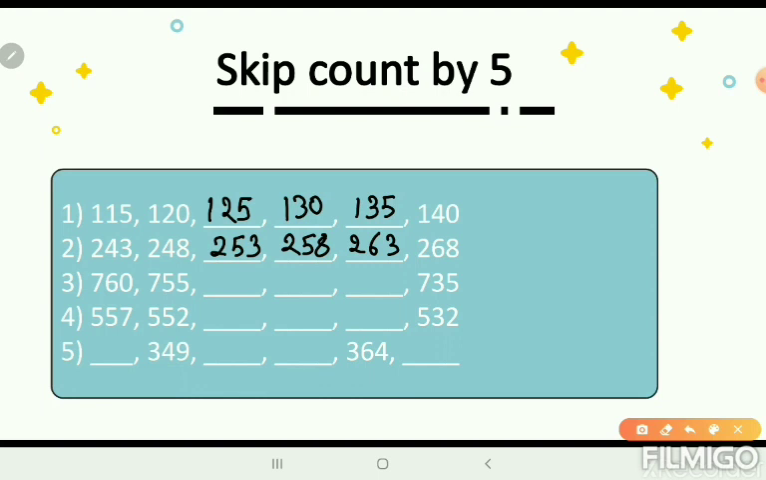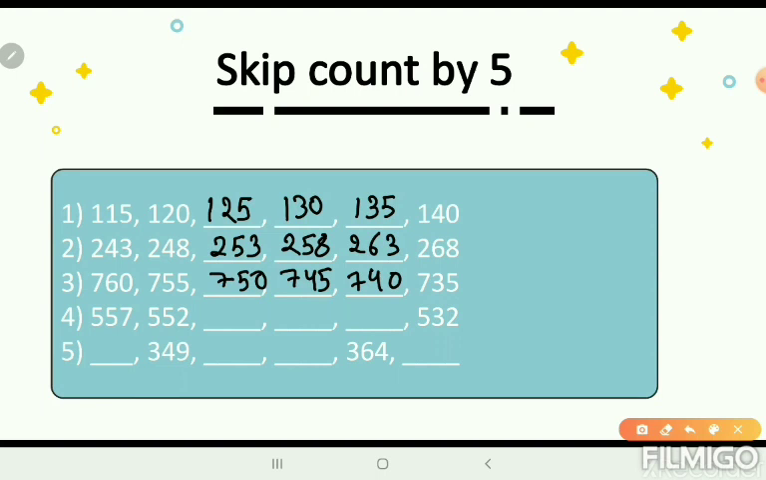760, 755. Here you will see that the number has reduced from 760 to 755. That means you are skip counting backward. That is, 5 is subtracted from each number. So 760 has reduced to 755. Then it will become 750. Then it will become 745. Then 740. And then it will get reduced to 735, which is given.